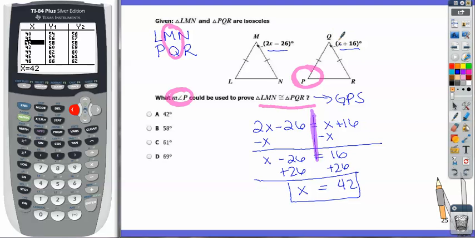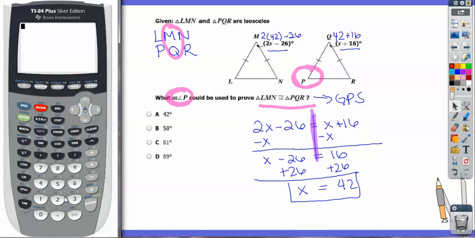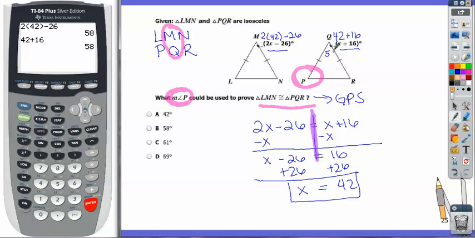Now, I need to be able to plug it back in. 42 plus 16, or 2 times 42 minus 26. I'm going to do them both in my calculator, and I'm going to say 2 times 42 minus 26, and I'm going to get 58. 42 plus 16 is also 58. So this angle is 58 degrees.